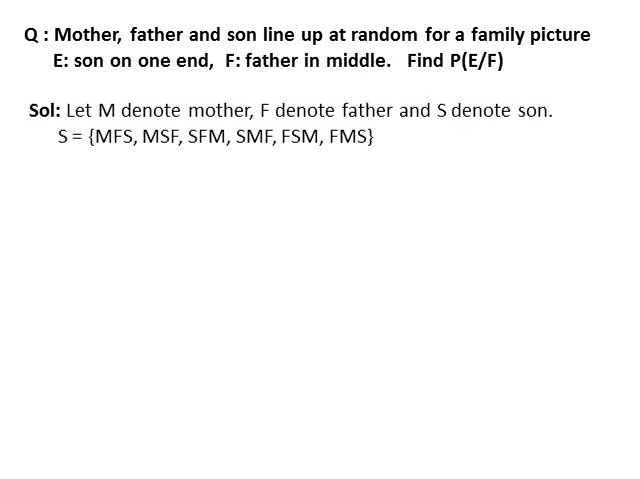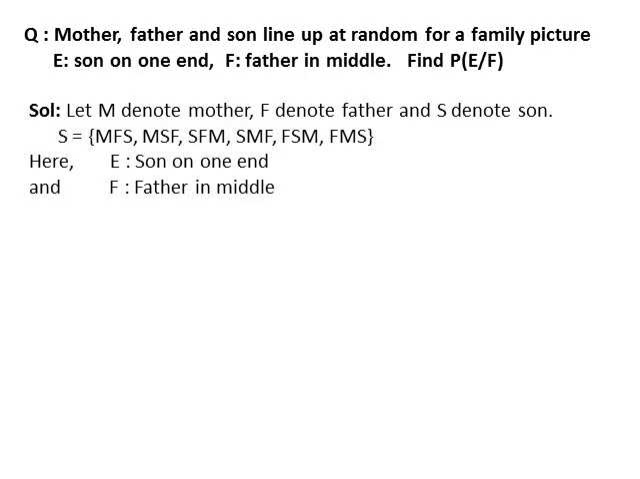Let M denote mother, F denote father and S denote son. First, write the sample space containing all the possible outcomes. Here, the sample space contains 6 possible outcomes in total. That is, for the family picture, they will line up as MFS, MSF, SFM, SMF, FSM or FMS. Events E and F are already given.